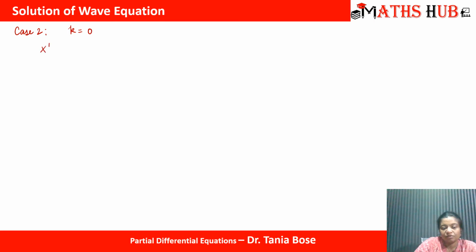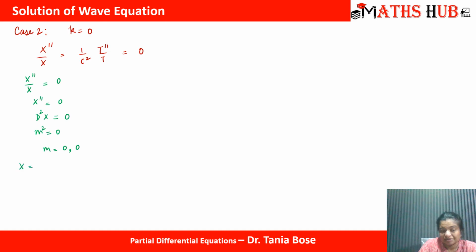So again our equation was x double dash by x is equal to 1 by c square t double dash by t, and now we take it equal to 0. So the first equation becomes x double dash by x is equal to 0. So that leads to x double dash is equal to 0. So we have D square x is equal to 0. So from here m square is 0. So m comes out to be 0, 0. So the roots are real and equal. So what is x? X is c1 e to the power 0x, which is 1, plus we will multiply x and c2 e raised to power 0x, which is also 1.